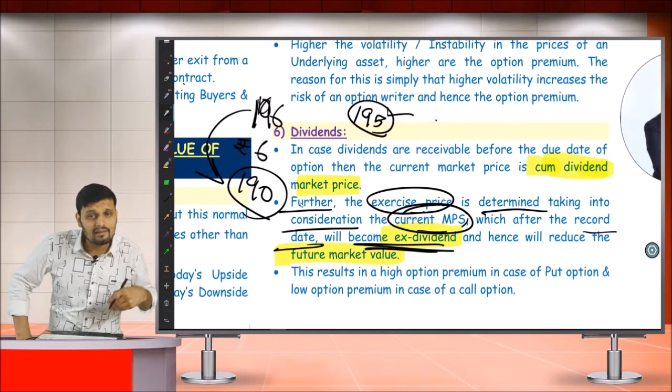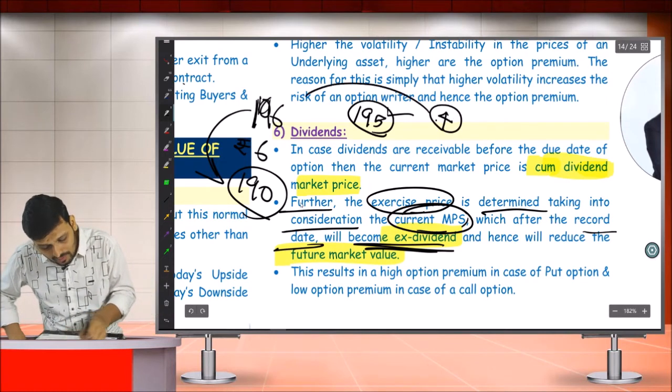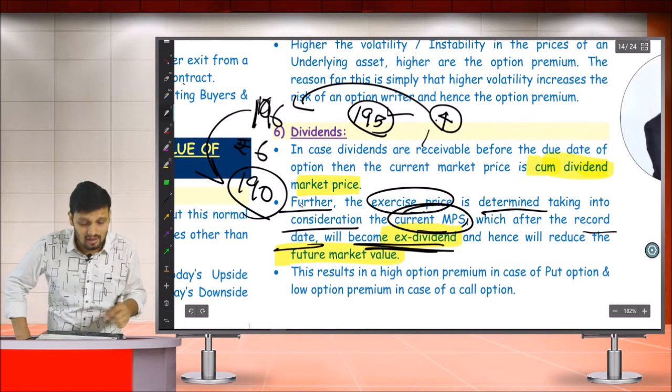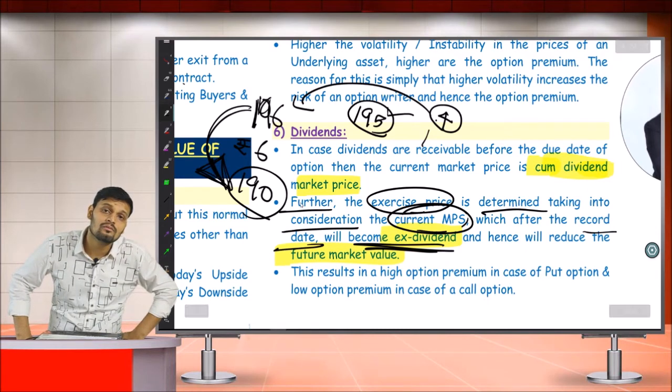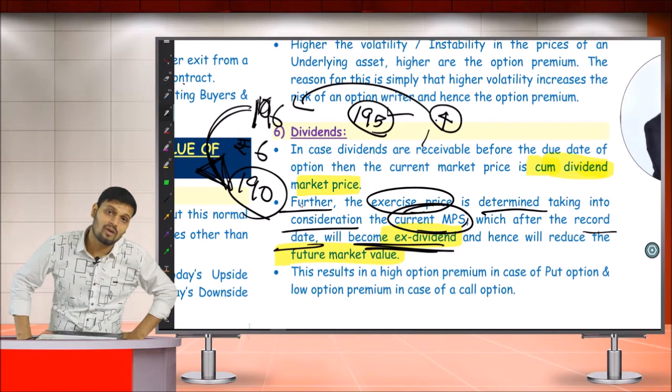So whenever there is expected dividend, buyer of call option, instead of paying 4 rupees premium for this, will not be willing to pay 4 rupees. He will be willing to pay only 1 rupee. Why? Because obviously after dividend, this will become 190. And it's a very disadvantageous position for whom? For the buyer of call option and seller of put option. But it is an advantageous position for whom? Buyer of put option and seller of call option.